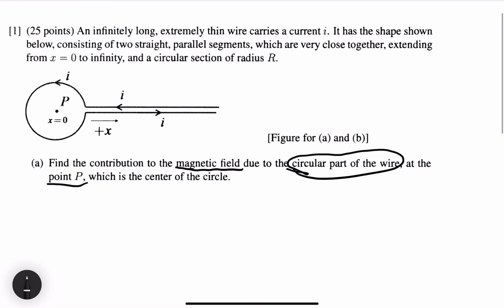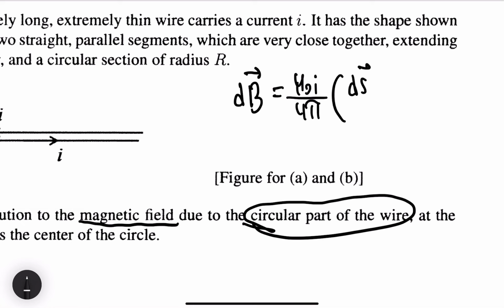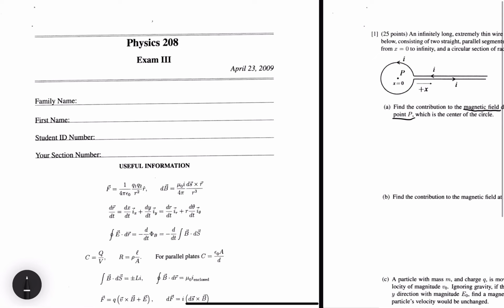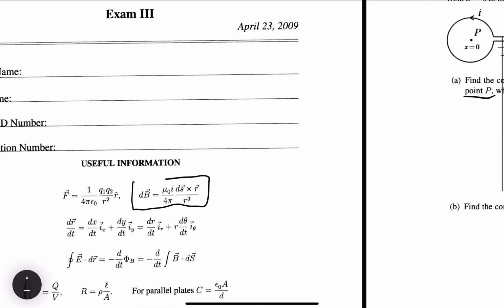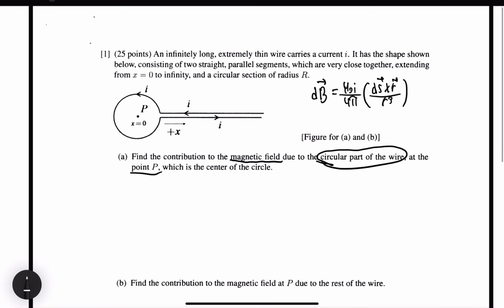So what we're going to use is Biot-Savart's law, which is dB equal to mu naught I over 4 pi, ds cross r divided by r cubed. And I believe these are given at the front. Yeah, it's right here. So that's the one we're going to use. And we're going to start with the circular segment.